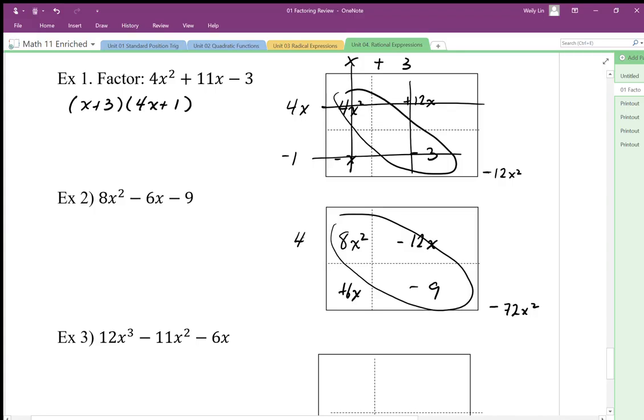So we get 4x. The horizontal here, the common factor is 3. So it's going to be 4x plus 3. Here we have a common factor of 2x. And the common factor here is going to be negative 3. Negative 12 and negative 9 share a common factor of negative 3. So there's our length and width.